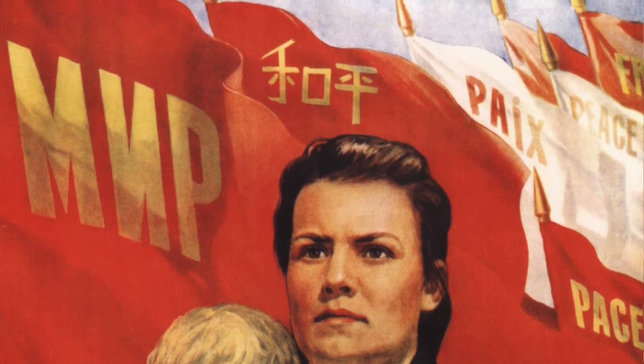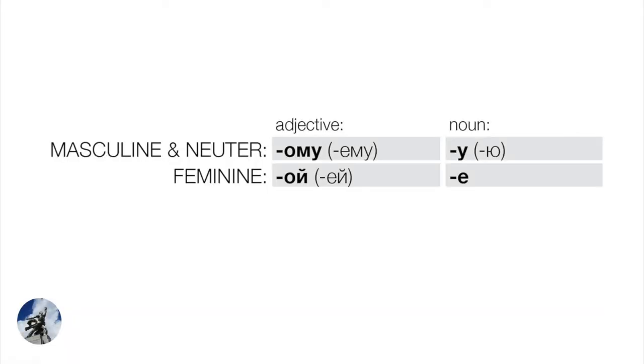Okay, if we look at the dative case endings, we have for masculine and neuter. Now remember, masculines and neuters are generally going to behave very similarly in terms of the endings they take. They originally belong to a single declension in Slavic, so with a few exceptions, they behave very similarly. Okay, so for masculine and neuters, the adjectival ending is omu, and the noun ending is u. Omu, u.